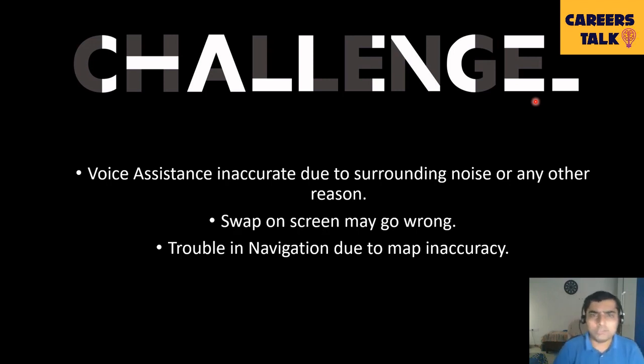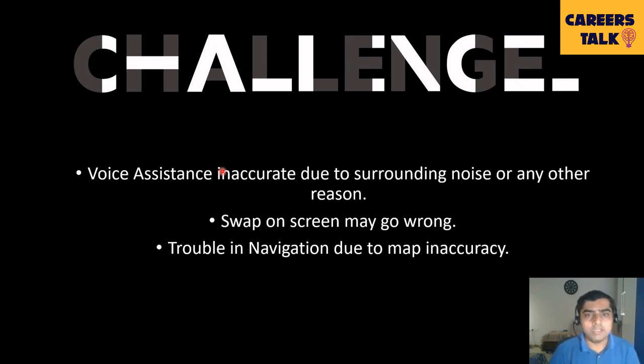For that, I have added a few options, like voice assistance. That will not be accurate. The reasons can be many. The voice which the person is saying may not be recognized by the app, or there is a crowd nearby and because of that noise it is not clear, or the voice command is not working. Then we are doing some swipes, and there will be lots of confusion for this blind person also. Do I swipe right or left, and what to do next? So that may again go wrong.